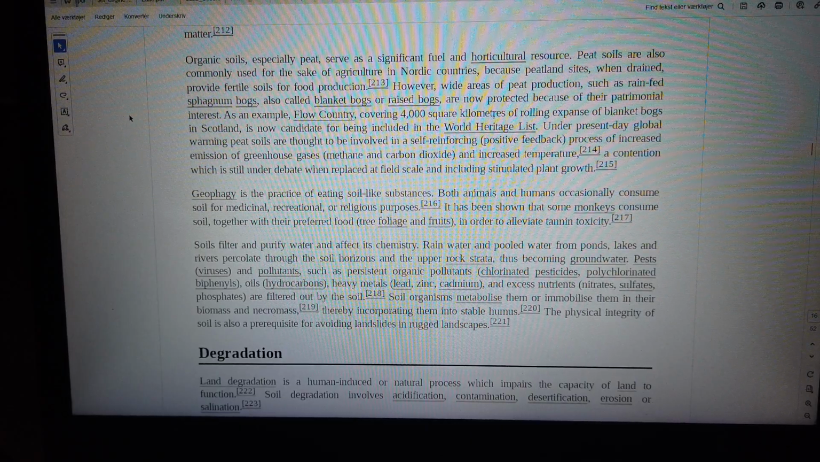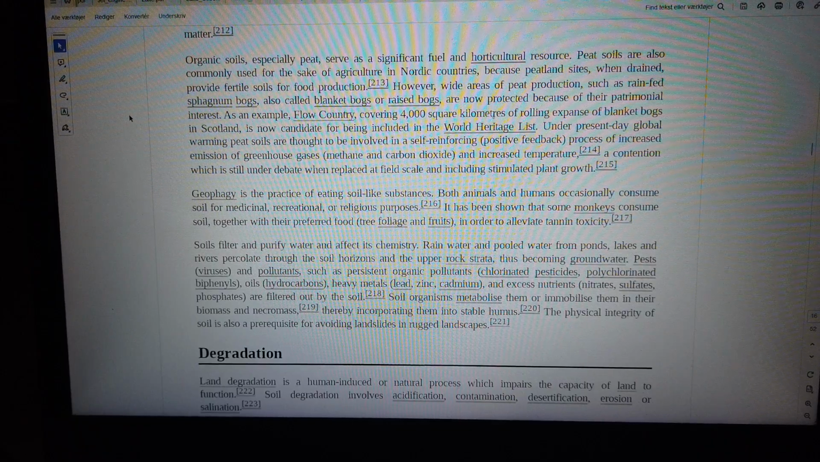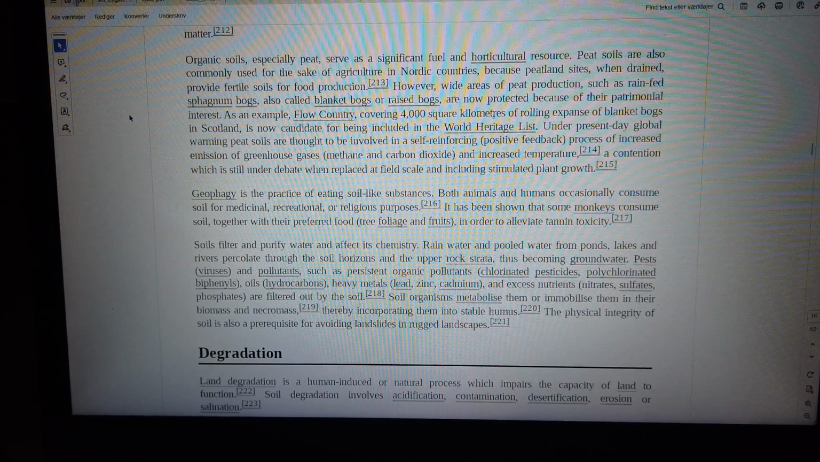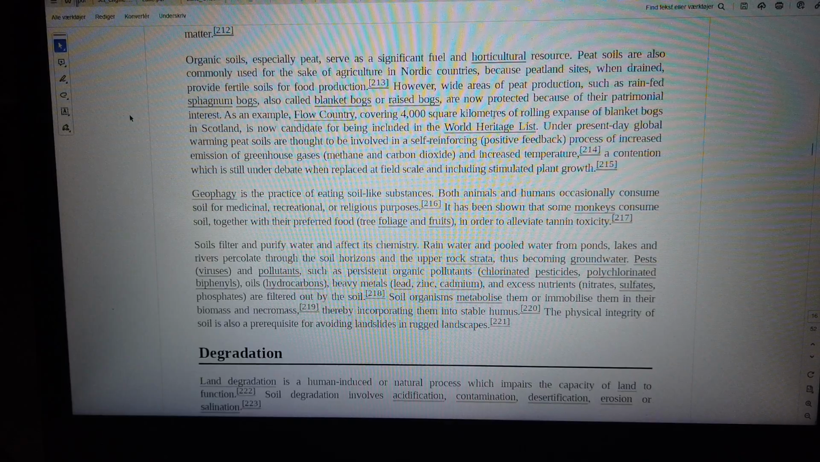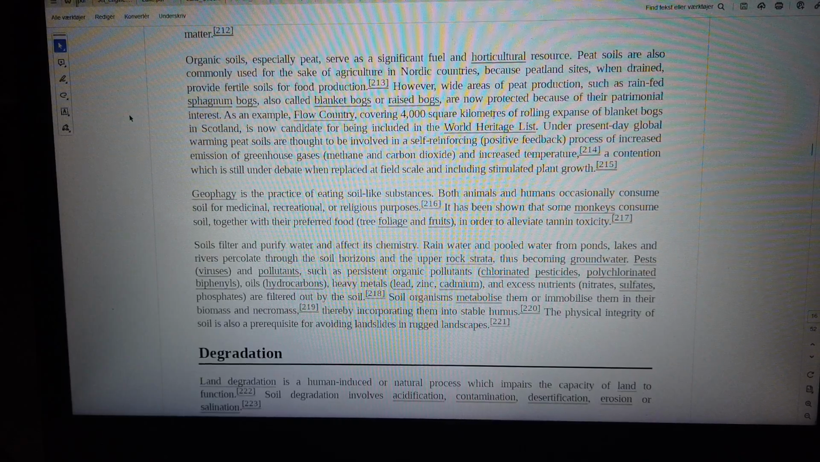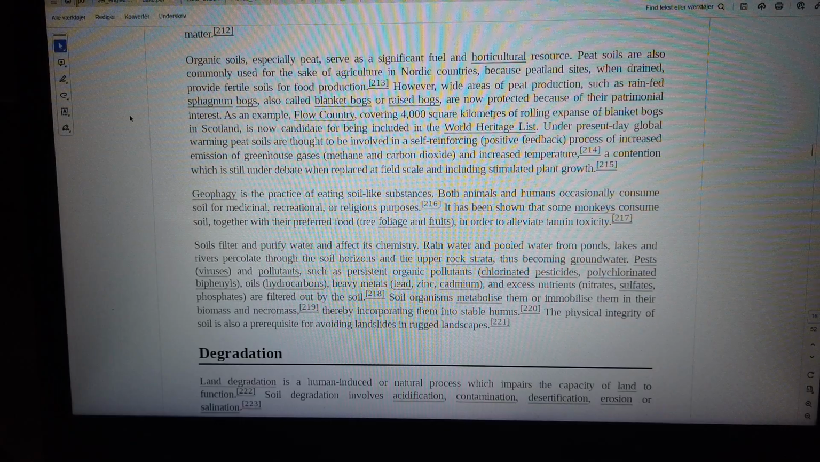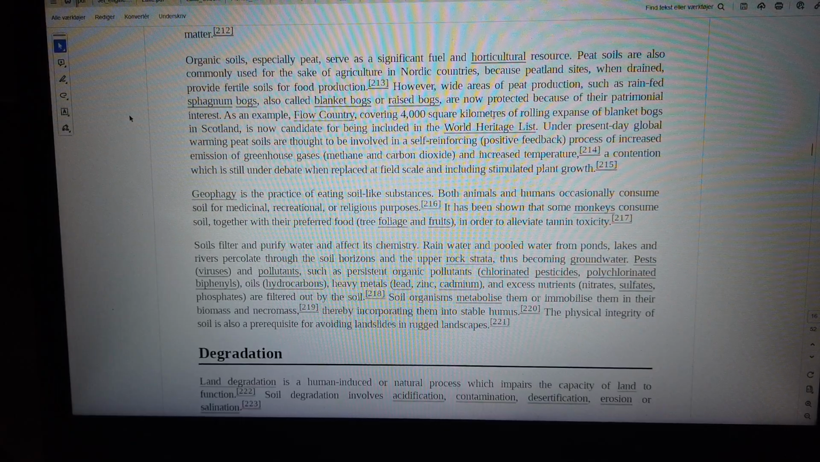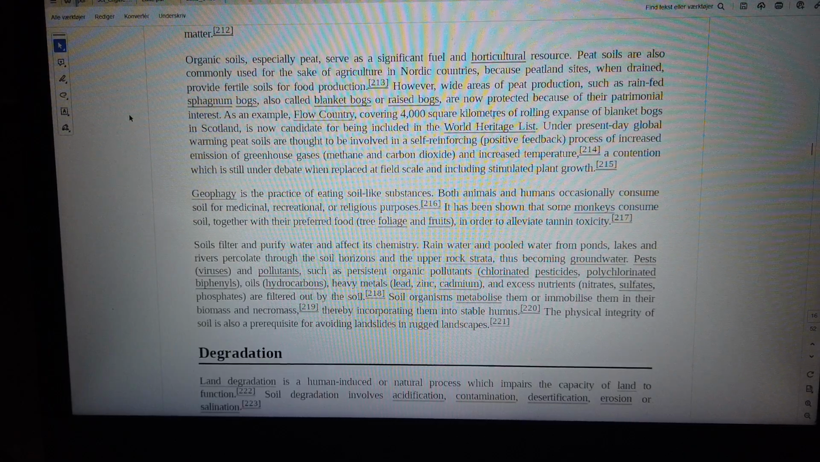Under present-day global warming, peat soils are thought to be involved in a self-reinforcing, positive feedback process of increased emission of greenhouse gases, methane and carbon dioxide, and increased temperature. A contention which is still under debate when replaced at field scale and including stimulated plant growth.